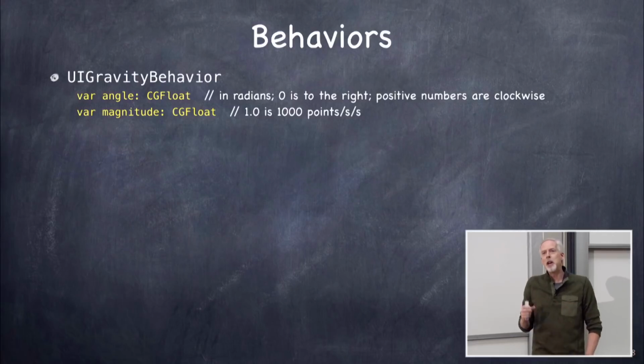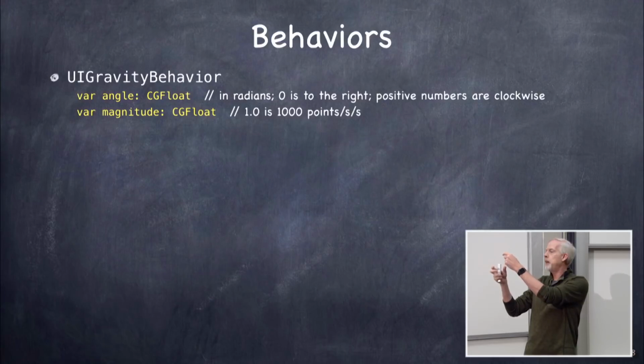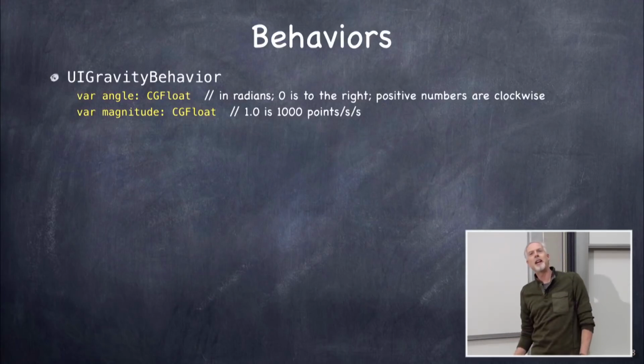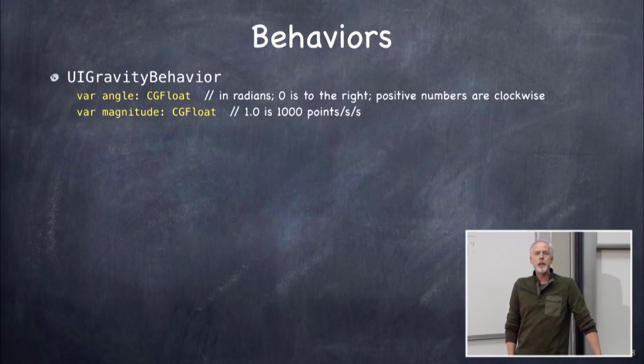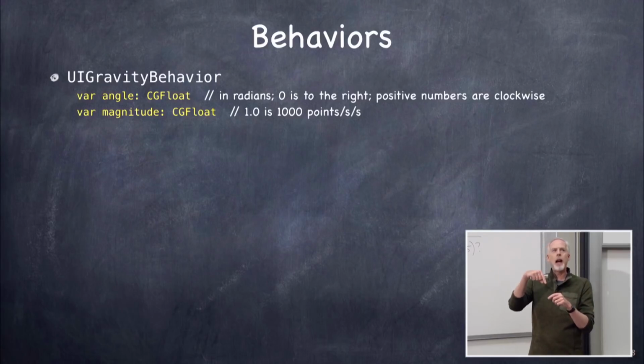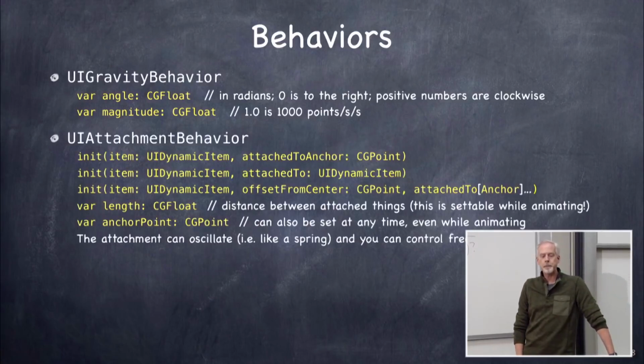Now what's incredible is 1,000 points per second feels a lot like 9.8 meters per second squared. In other words, if I put an object at the top of my screen and add it to a behavior with that gravity, it falls at about the same rate as a real life object would fall. It's amazing that that round number ends up being like that. But it is. And then also, gravity doesn't have to be down. You can make gravity go up, or off to the right, or anywhere you want. So you can completely control what's going on with gravity.